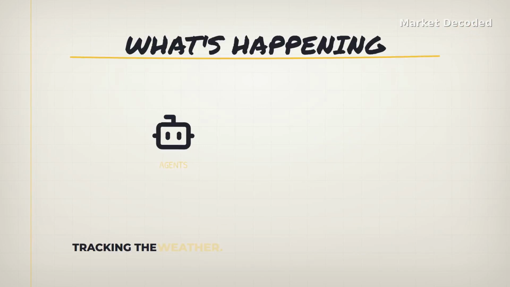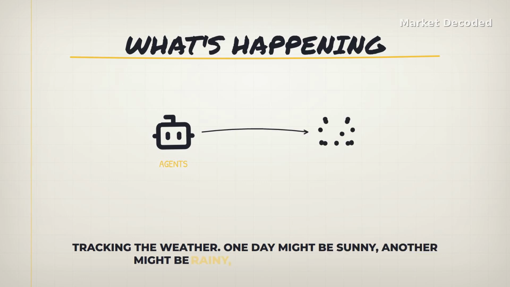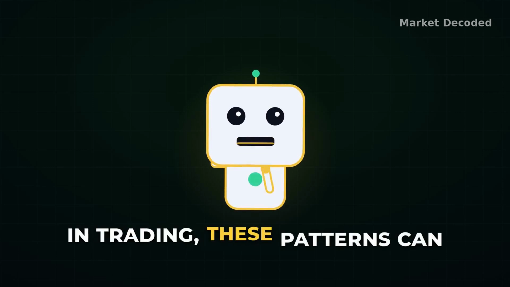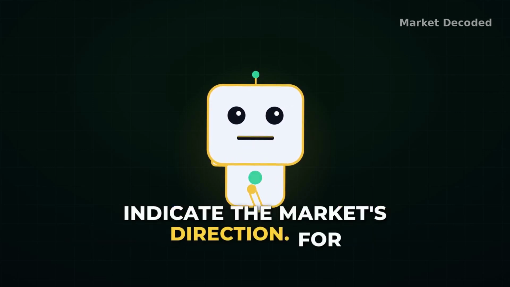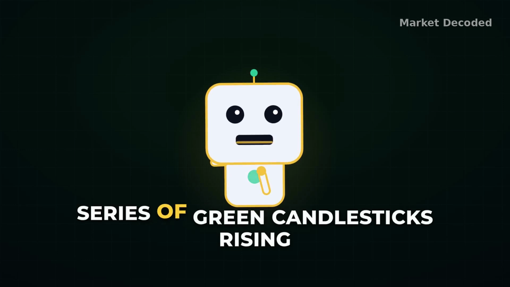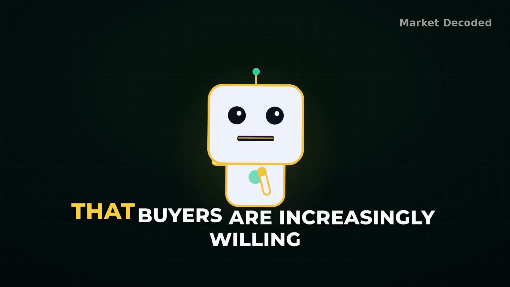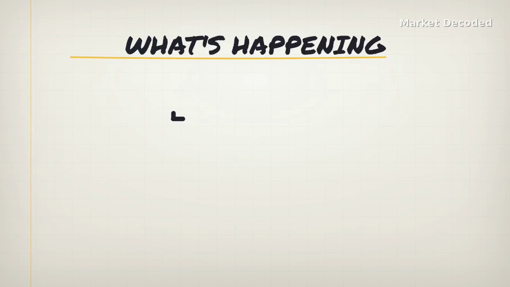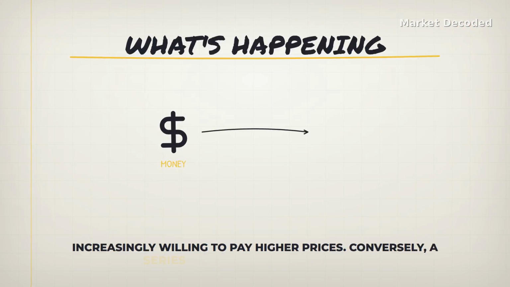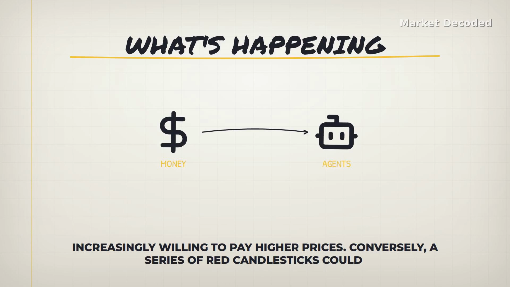Imagine you're tracking the weather. One day might be sunny, another might be rainy, but when you look at the forecast over a week or month, you start spotting patterns, like a sunny spell followed by a storm. In trading, these patterns can indicate the market's direction. For example, if you see a series of green candlesticks rising one after the other, you might identify an uptrend, suggesting that buyers are increasingly willing to pay higher prices. Conversely, a series of red candlesticks could indicate a downtrend, where sellers are pushing prices lower.